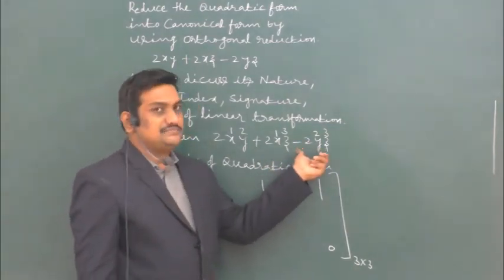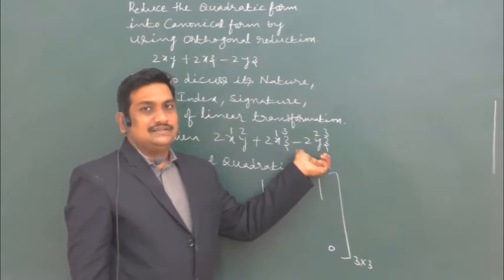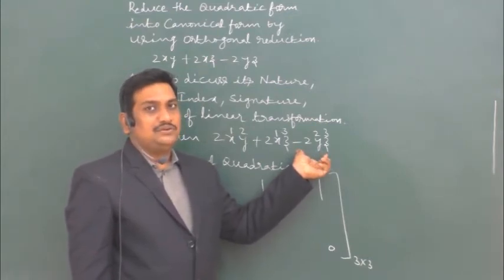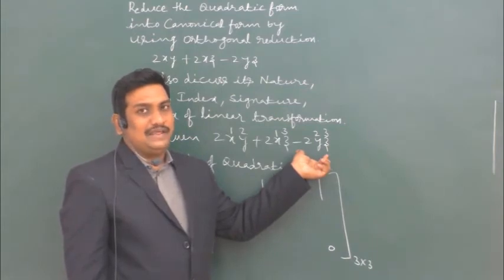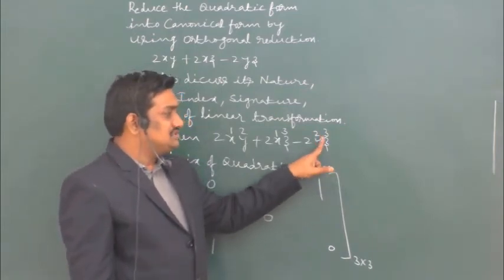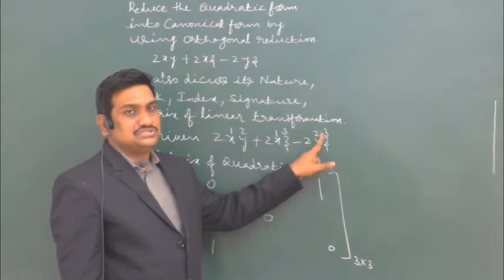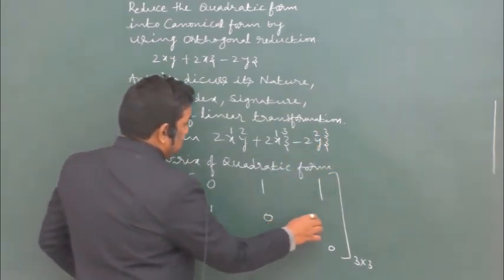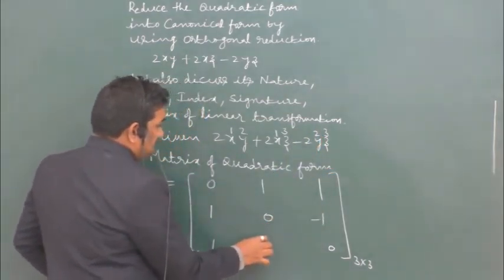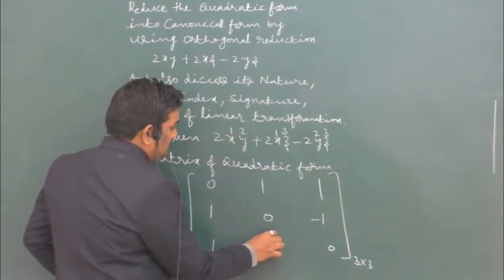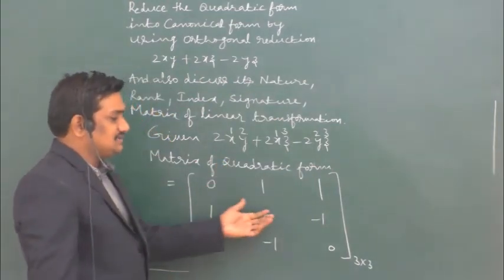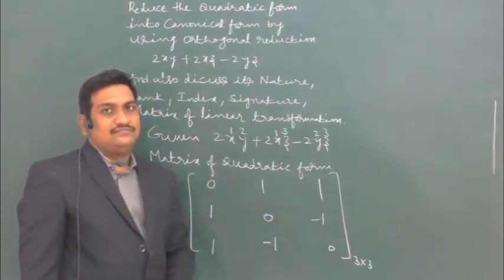Now the next term, minus 2yz. The coefficient is minus 2. Divide the coefficient by 2, it will be minus 1. Now place minus 1 in the 2 3 position and also in the 3 2 position. Okay, so this is called the matrix of quadratic form.